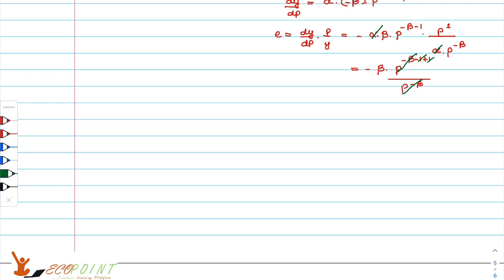So, think about it this way. An easy way of going about this is to take the logarithm of both sides. What we are saying is that these two formulas for elasticity are the same: d log y on d log p.